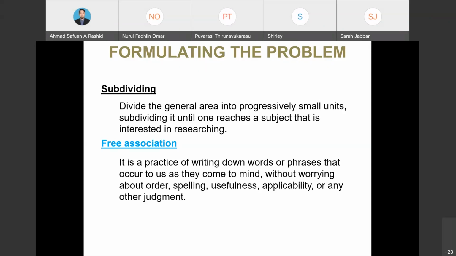Free association is the practice of writing down words or phrases that occur to us as they come to mind, without worrying about order, spelling, applicability, or any other judgment. You can write down whatever you feel, and after a certain time you can get ideas, especially on the methodology.